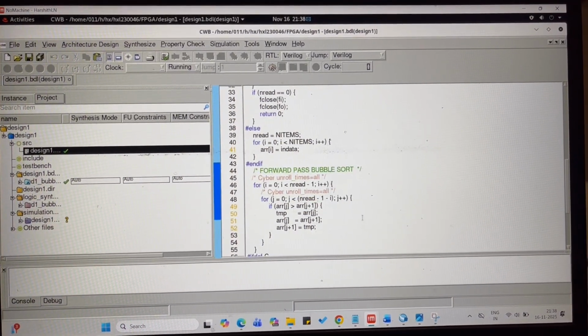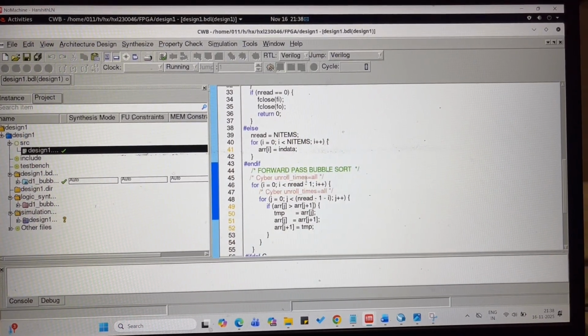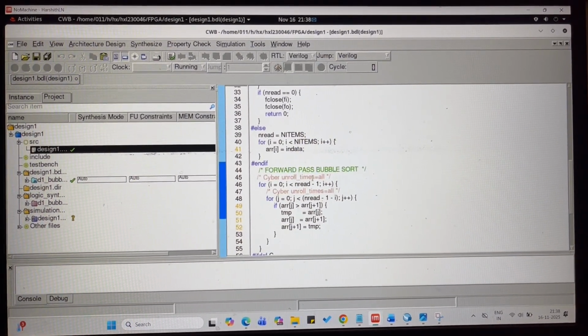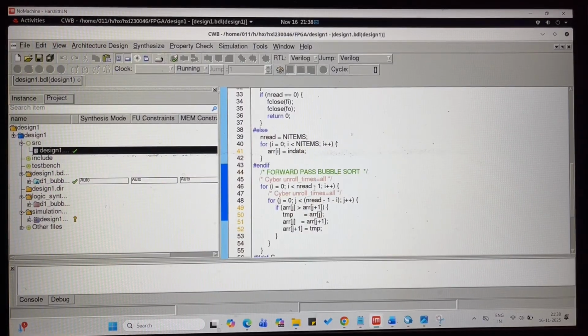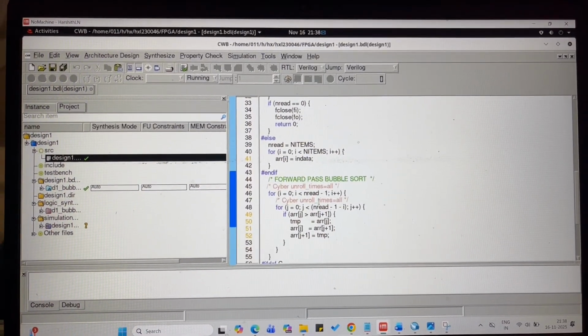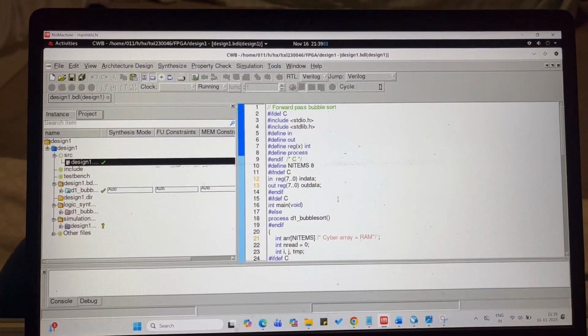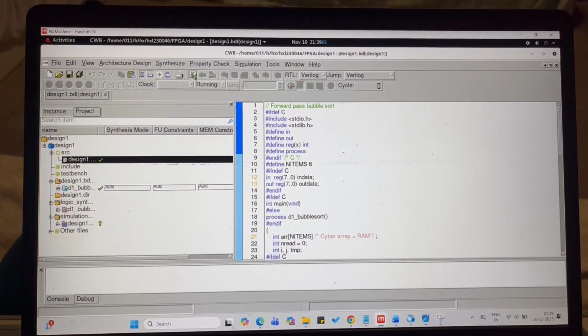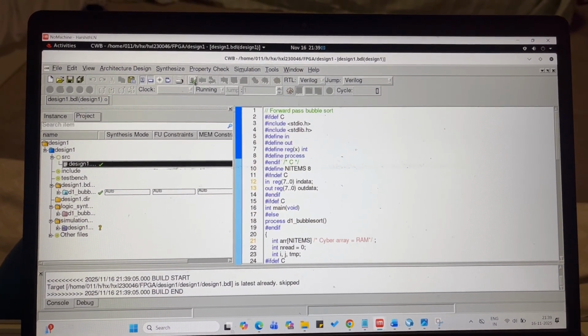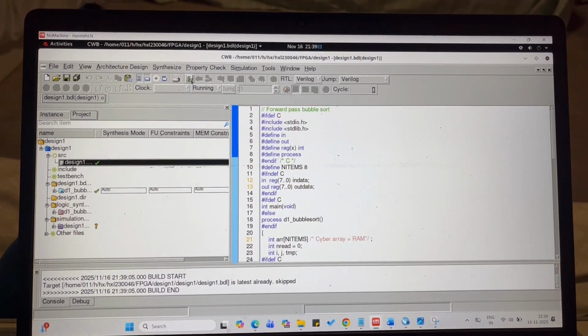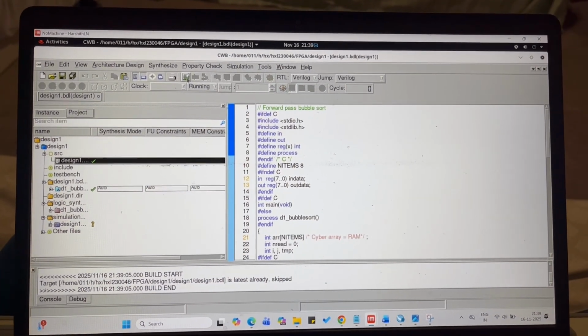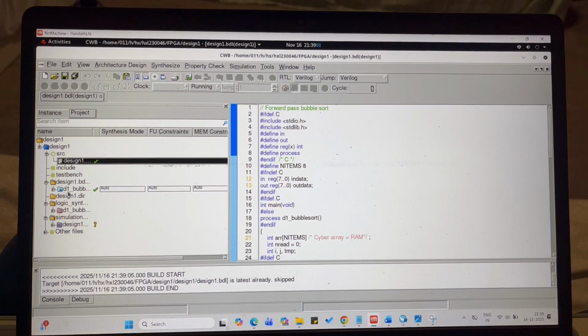Then I have again given pragmas inside the loop: unroll times, unroll times and unroll times all. This is a forward pass bubble sort algorithm. Let's analyze and synthesize this, and let's see what the benefits of using pragmas are and how we can optimize it. Now it's done. Now let's synthesize it.